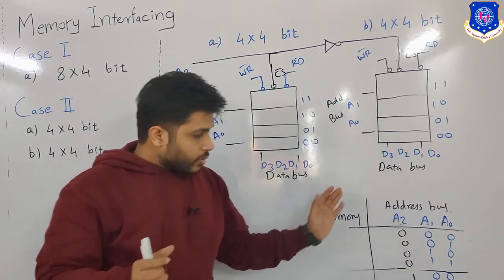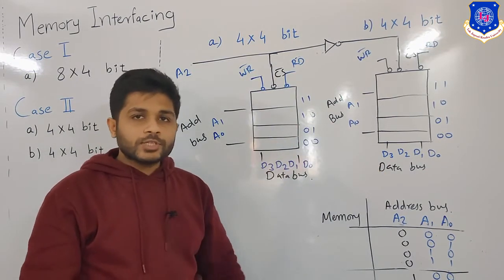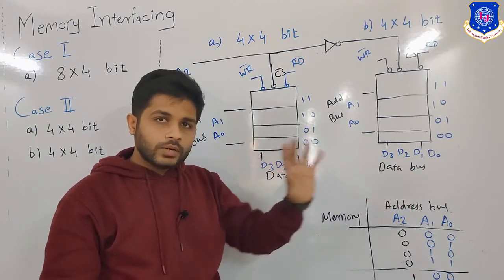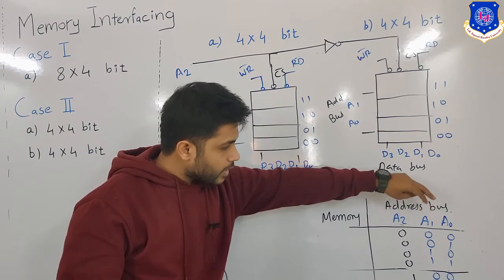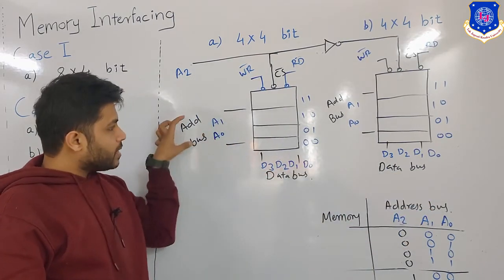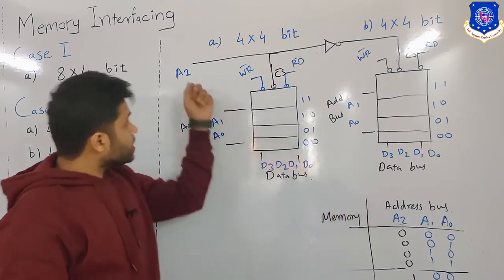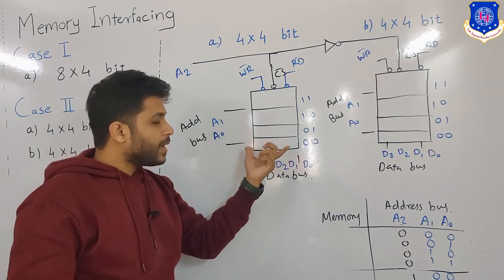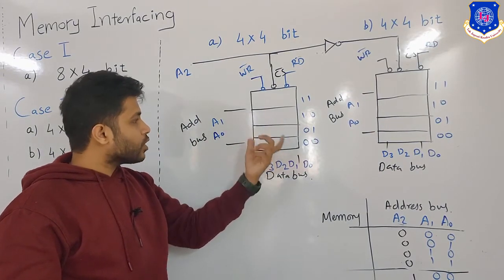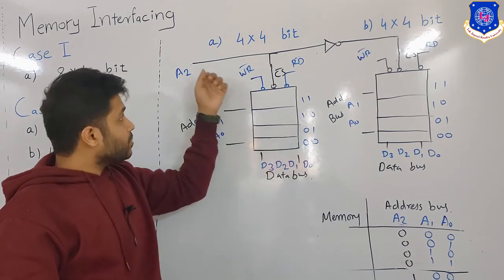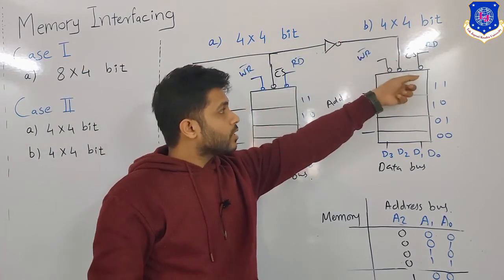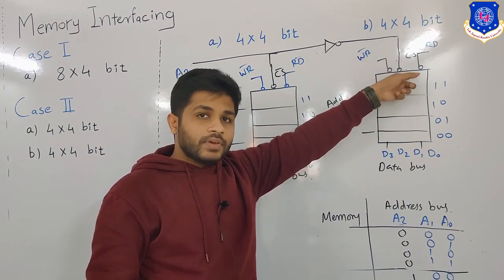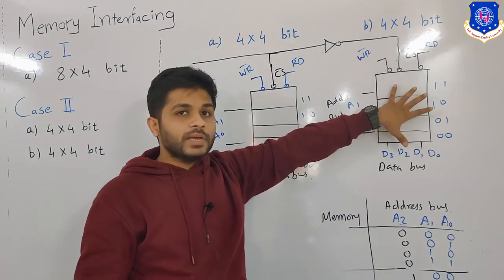Now let's try to understand this value with respect to this figure. If you provide A0, A1 and A2 as 0, 0, 0, what will happen? A0 and A1 will be 0, 0, as well as A2 is 0. So when you send 0, it arrives here, so chip A will be selected. It means that the first location of chip A will be selected. At the same time, A2 is connected here through the NOT gate, so it will become 1. As a high signal is arriving here, this chip will not be selected.